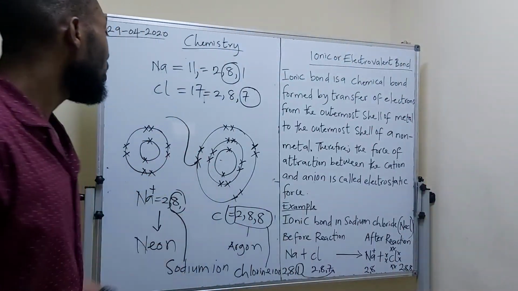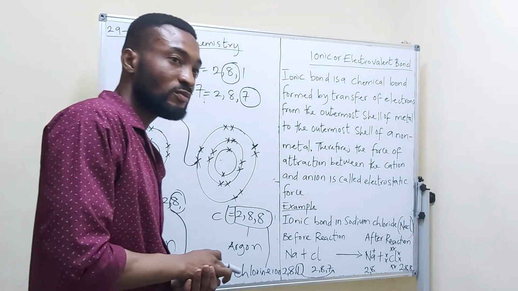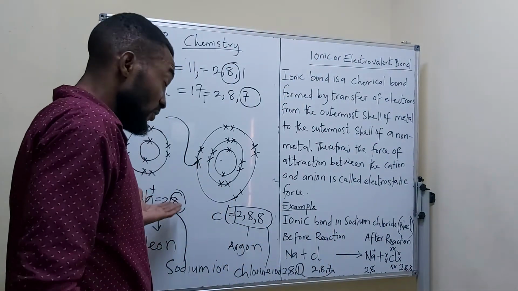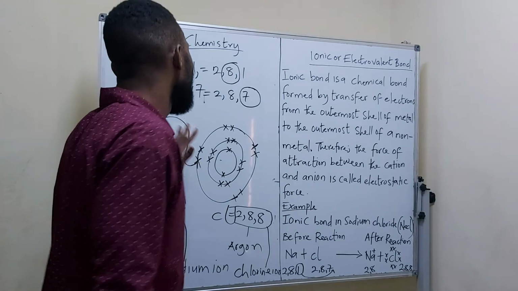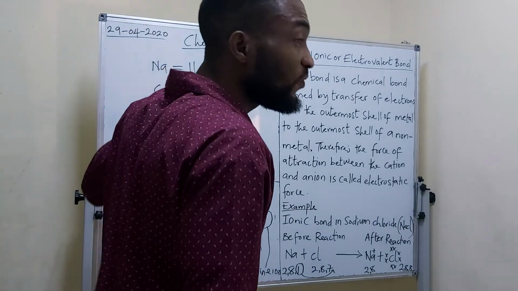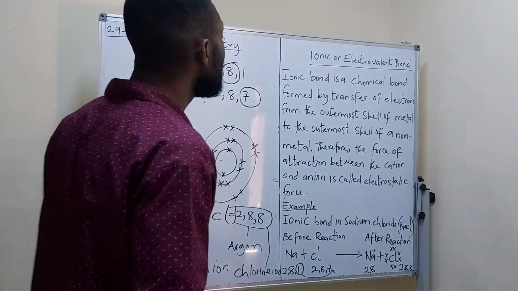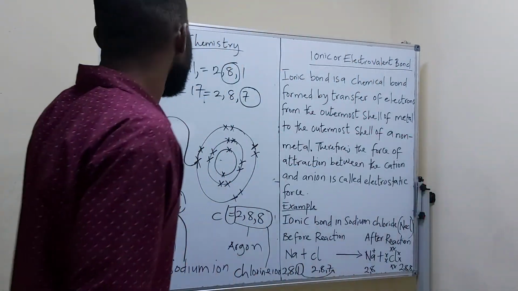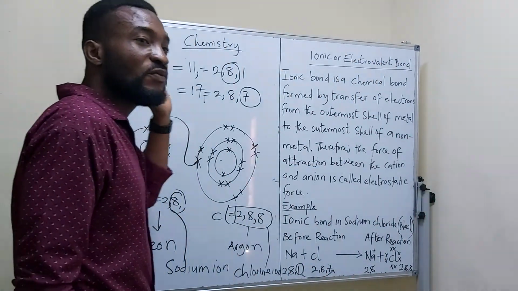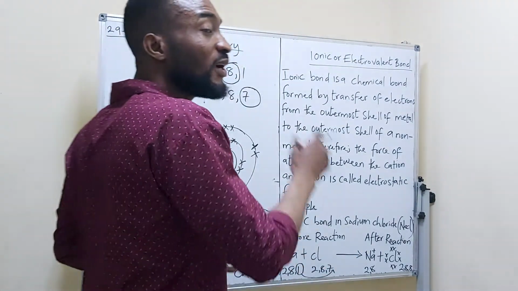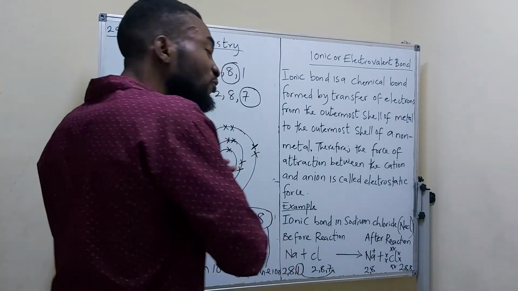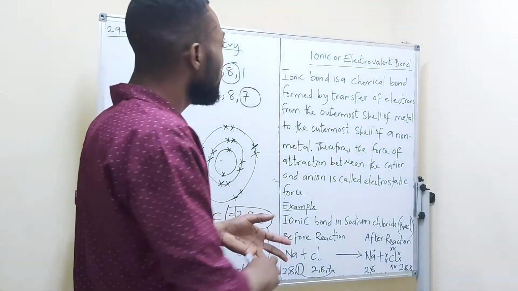So, as I was saying, this is the reaction that occurs. This type of reaction, we call it electrovalent bond because it has the ability from a metal to transfer an electron to what? To a non-metal. Whether it is 1 electron, 2 electrons, or 3 electrons.